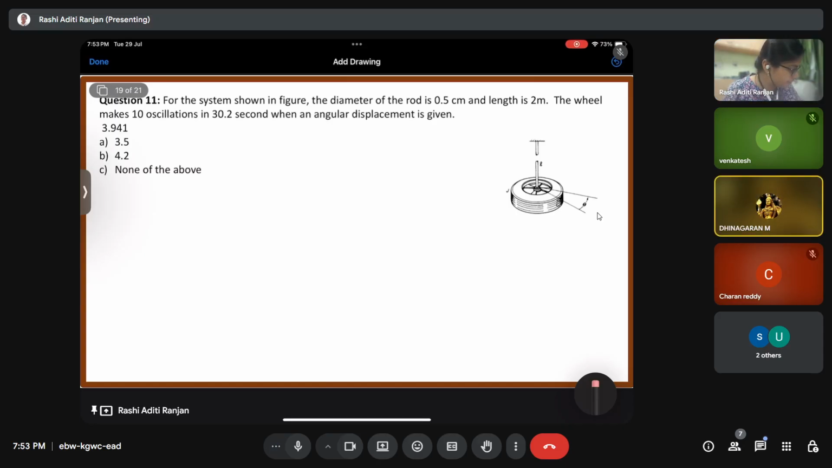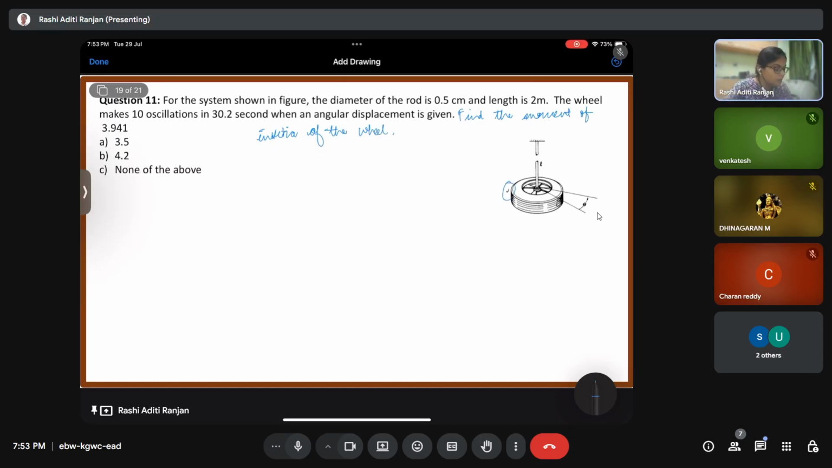Yeah, so here we had to find out the moment of inertia of the wheel, which is this J.